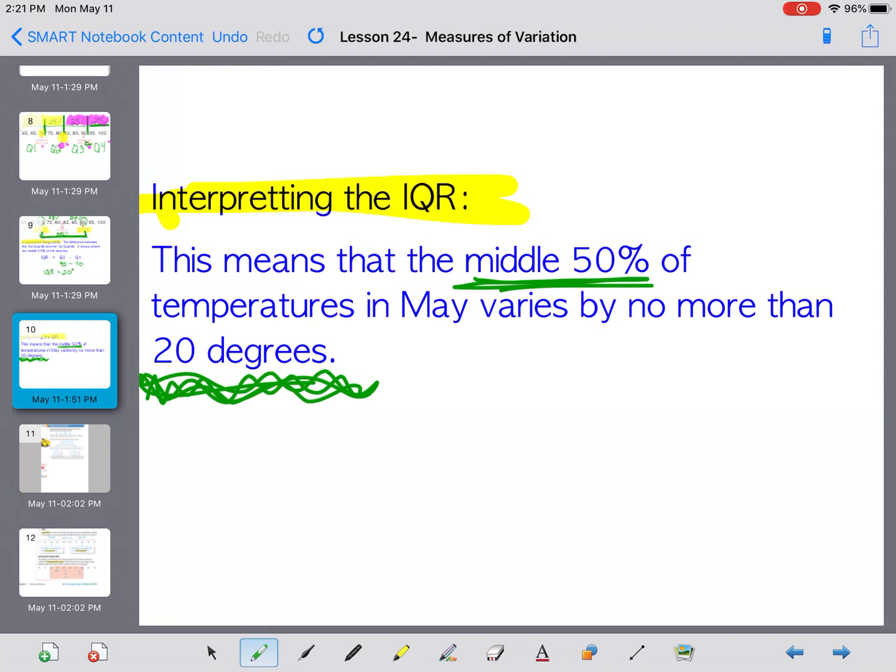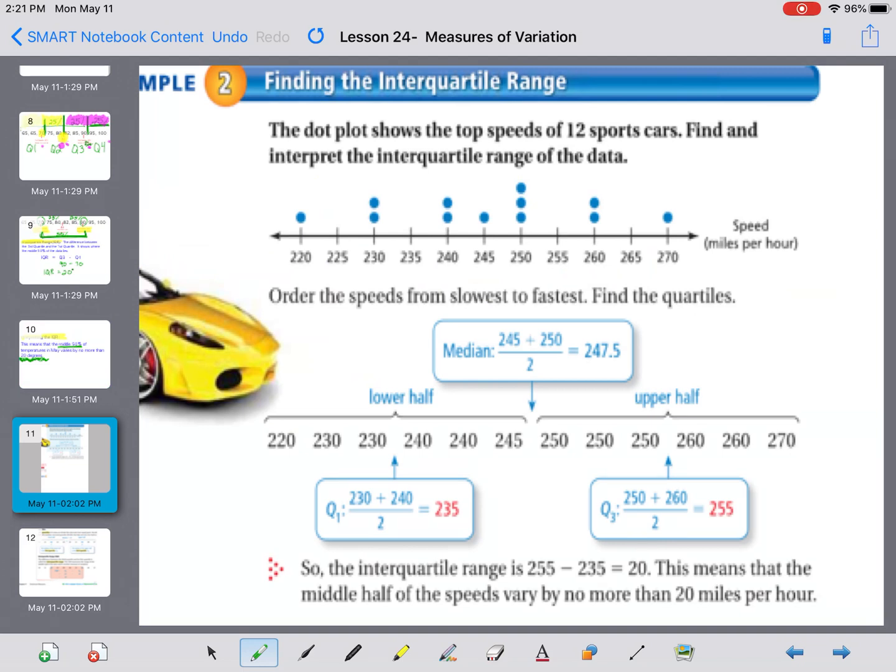Now, that's basically the new stuff that we're learning. I just wanted to show you one more example. Stay tuned in for another second because I just wanted to show you what's a teeny bit different about this one. My apologies, I know it's a little bit grainy when you look at this. So you guys, this data is for 12 sports cars and how fast they can go. One of these cars goes 220 miles per hour and the fastest one goes 270 miles per hour.